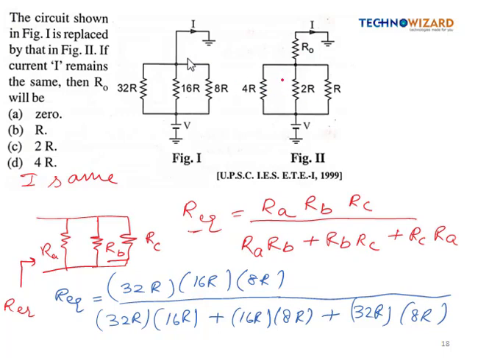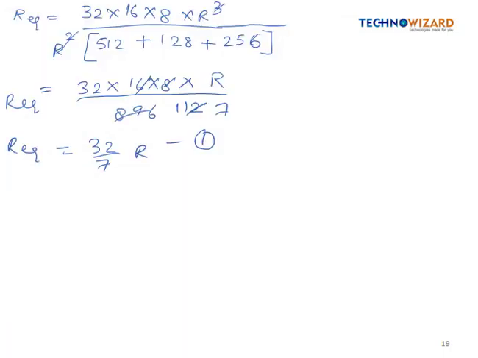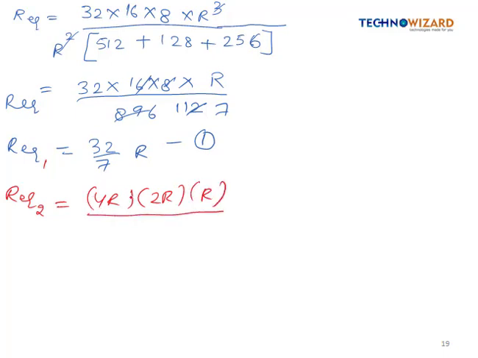So let's calculate the value of R equivalent. Here, this is 1, this is 2, so it will simply be 4R in parallel with 2R in parallel with R. Divided by 4R into 2R will be equal to 8R square, plus this will be 2R square, and this will be 4R square. So this will be simply 8R cube divided by 14R square. So this will be 4 by 7.